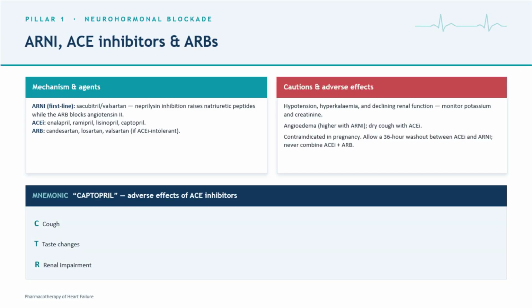Pillar number 1, neurohormonal blockade. This is where we shut down the renin-angiotensin-aldosterone system, and honestly it's where the magic begins. Our first-line superstar is the ARNI, sacubitril-valsartan. It's a 2-for-1. The neprilysin inhibitor boosts your protective natriuretic peptides, while the ARB blocks angiotensin 2. If ARNI isn't available, you drop back to an ACE inhibitor: enalapril, ramipril, lisinopril, or an ARB if they can't tolerate the cough.